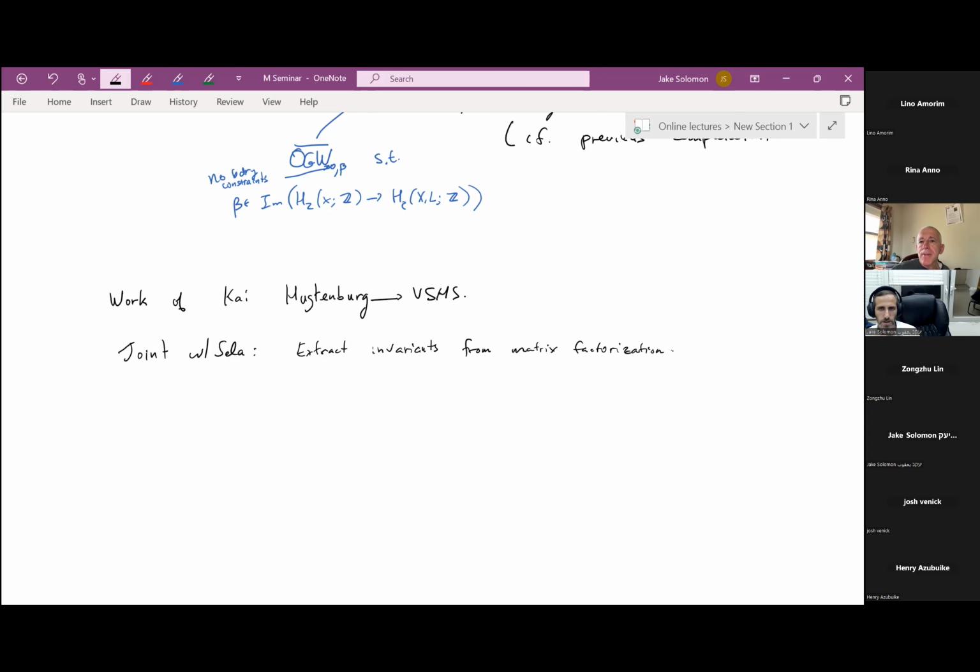Okay. Did that answer your question? Yeah, sure. And my other question is, I think they also do higher genus, right? In this real setting. And is there any hope of having higher genus in your setup? Yes. I'm working on it with a graduate student. Oh, okay.